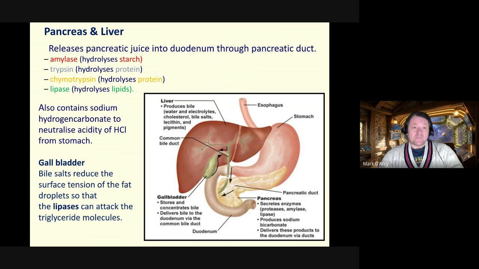The pancreas and liver release pancreatic juice into the duodenum through the pancreatic duct. It contains amylase, in this case pancreatic amylase, which hydrolyzes starch. Trypsin hydrolyzes protein. Chymotrypsin also hydrolyzes protein. Lipase hydrolyzes lipids. It also contains sodium bicarbonate to neutralize the acidity of the acid from the stomach. The gallbladder secretes bile salts to reduce the surface tension of the fat droplets, basically turning large lumps of fat into small beads of fat that the lipase enzymes can then break down into glycerol and fatty acids.